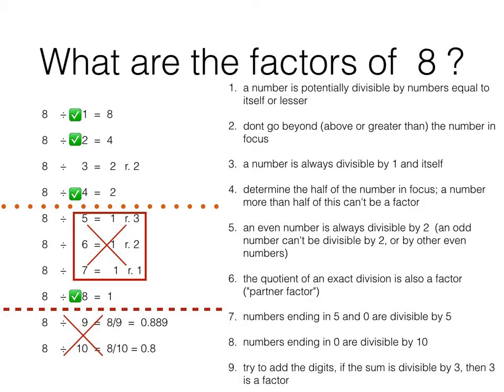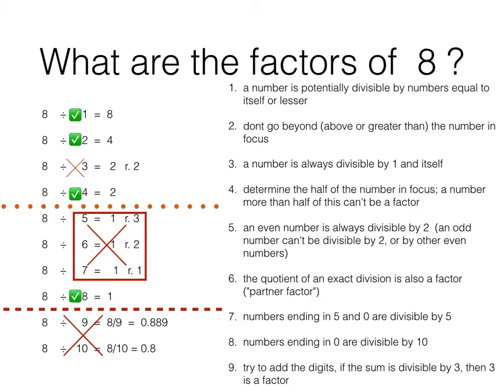So, that now leaves us with one number to determine kung factor ba siya ng 8, which is 3. And we see that dividing 8 by 3 results in 2, remainder 2. No exact divisibility, therefore, 3 is not a factor of 8.